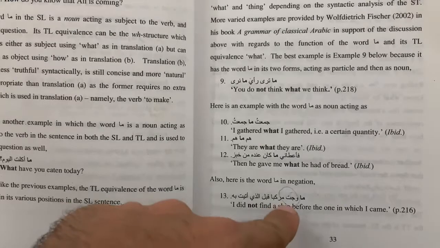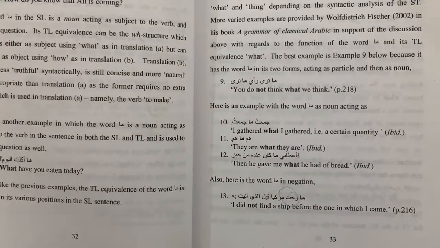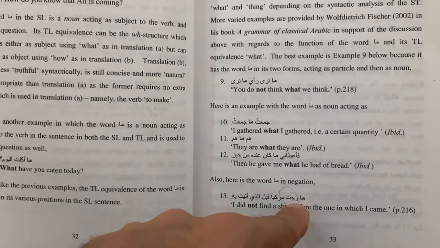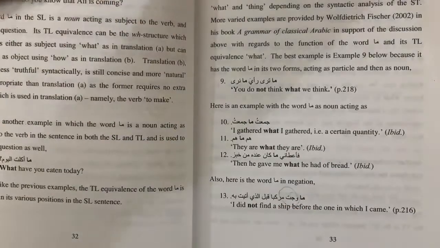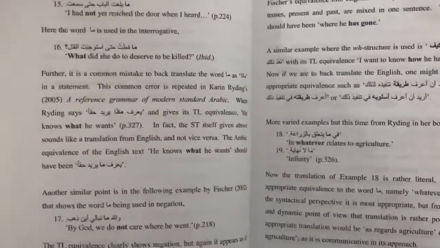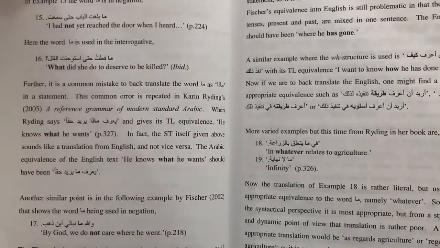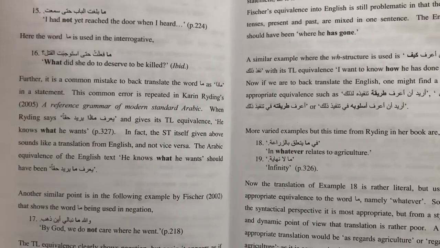I hear ما وجدت مركبا, وجدت, I made a mistake in the printing. ما وجدت مركبا قبل الذي أتيت به. I didn't find a ship or a boat before the one in which you came or on which you came. So here you can see the word ma, I did not find. So this is another form of showing you how ma is used. Again here, more examples, because the more examples you get, the better your understanding of how ma is used in Arabic and how you can fix the English for that.